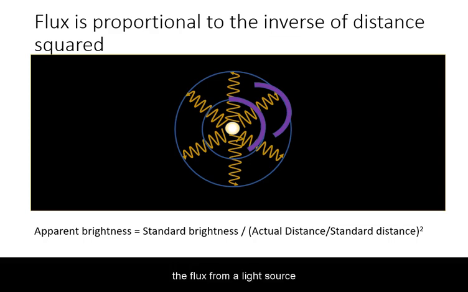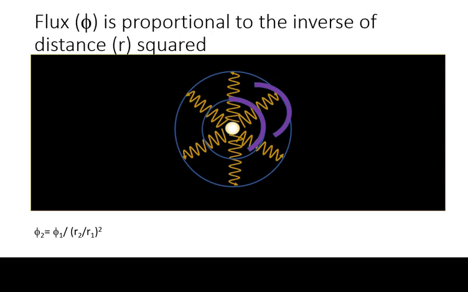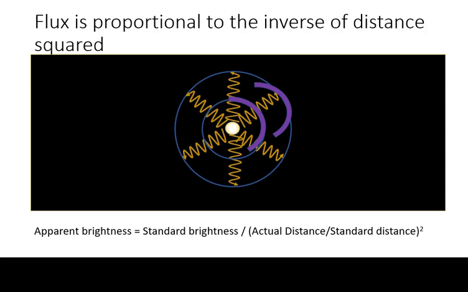the flux from a light source drops off as the distance squared. You can also write this in standard physics symbolic notation, but in this video, we will just write out each quantity verbally.